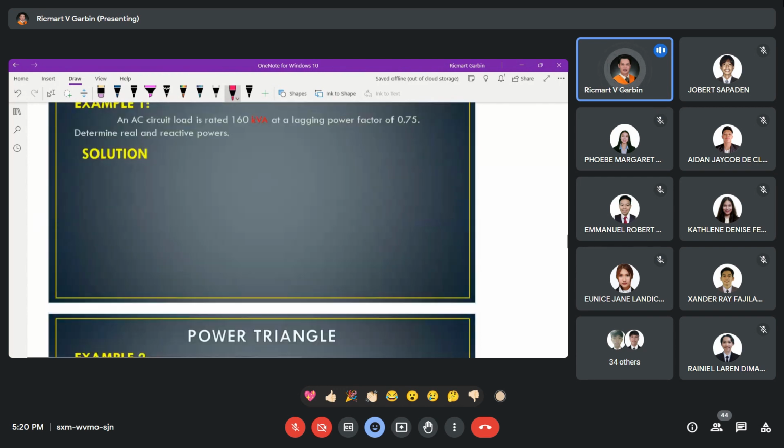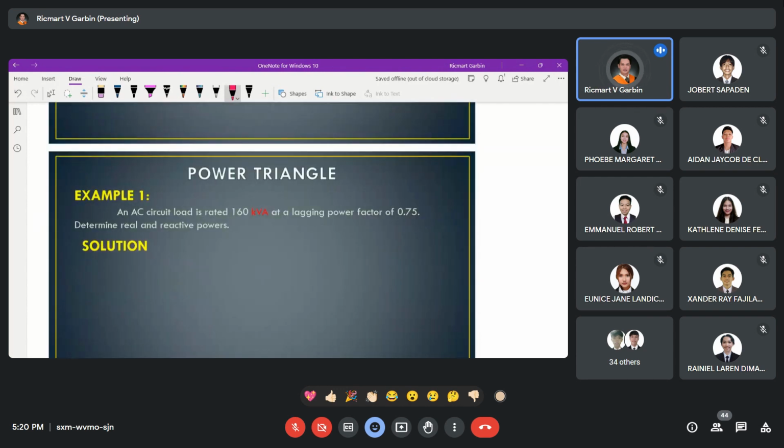Para mas maintindihan ninyo, i-ano natin itong example. An AC circuit load is rated 160 kilovolt ampere at a lagging power factor of 0.75. Determine the real and reactive powers. So, paano natin ito isa-solve?